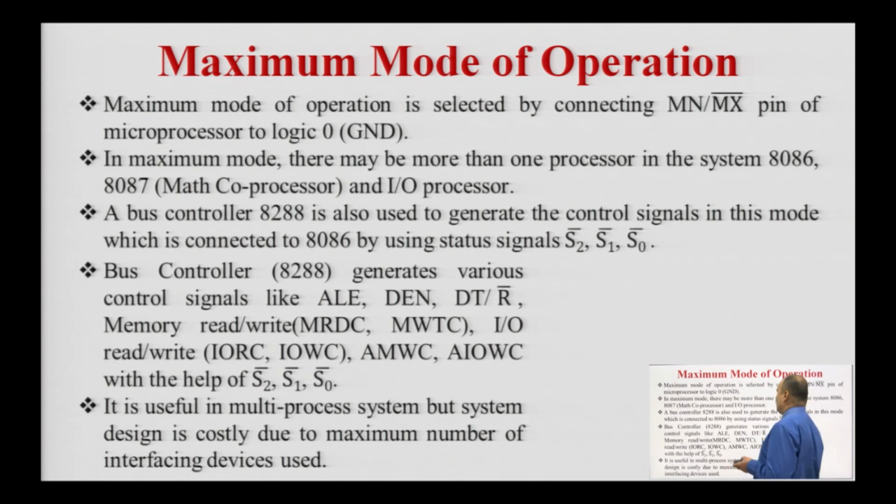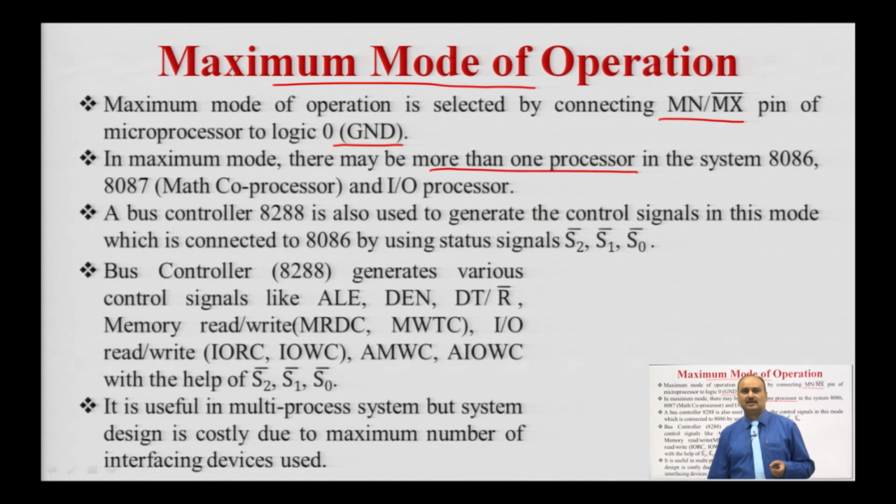Next is the maximum mode of operation. The important thing is that the MN/MX pin is connected to ground. When this pin is connected to ground, the maximum mode of operation is selected. In maximum mode, there may be more than one processor. It is required to remember that in maximum mode there is more than one processor. Along with the 8086 microprocessor, the other processors are the math coprocessor, that is the 8087, and the input output processor.